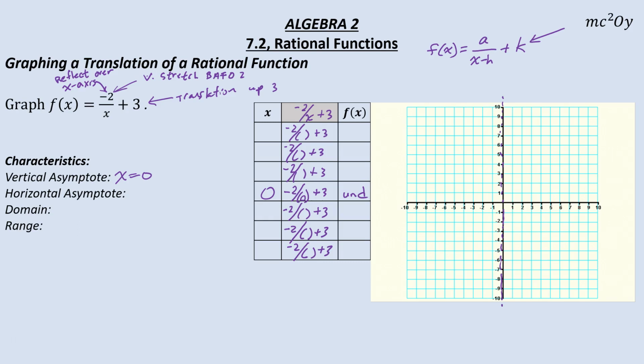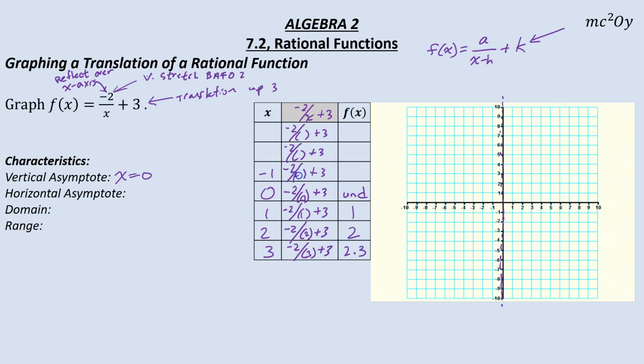Okay, we're going to put 1 in. Negative 2 over 1 is negative 2, plus 3 is 1. Put 2 in. Negative 2 over 2 is negative 1, plus 3 is 2. Put 3 in. Negative 2 over 3 is negative 2/3, plus 3 is 2 1/3, or 2.3 if we round it off to the nearest tenth.